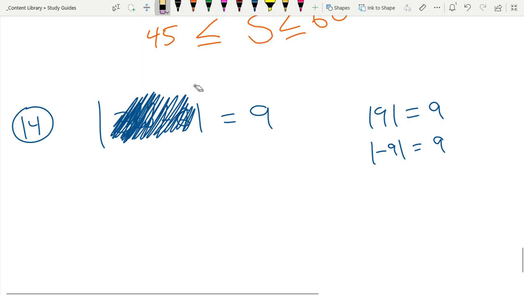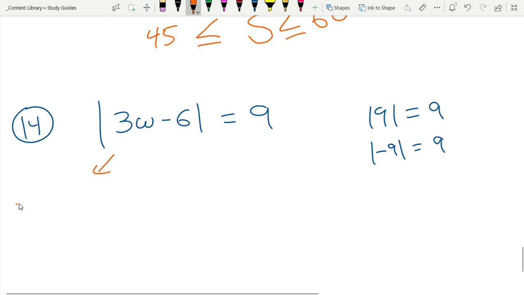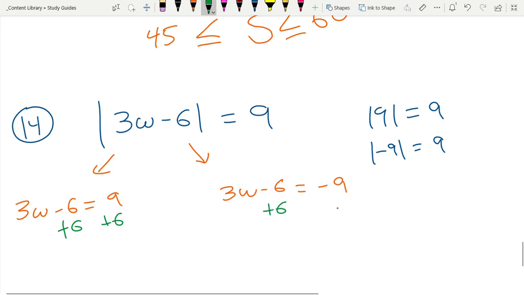So when we actually see what's behind here, and we see it's a 3w minus 6, that just says, make that 3w minus 6 give you what you wanted. You wanted a 9, or you wanted a negative 9. Now you can solve them. Add 6, add 6, add 6, add 6. So I have 3w equals 15.